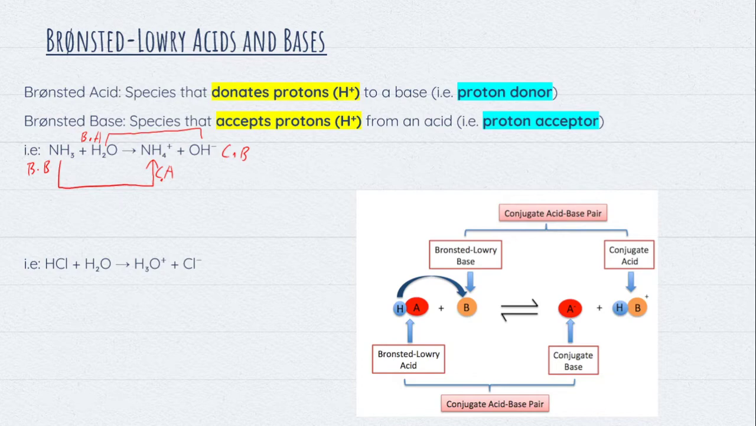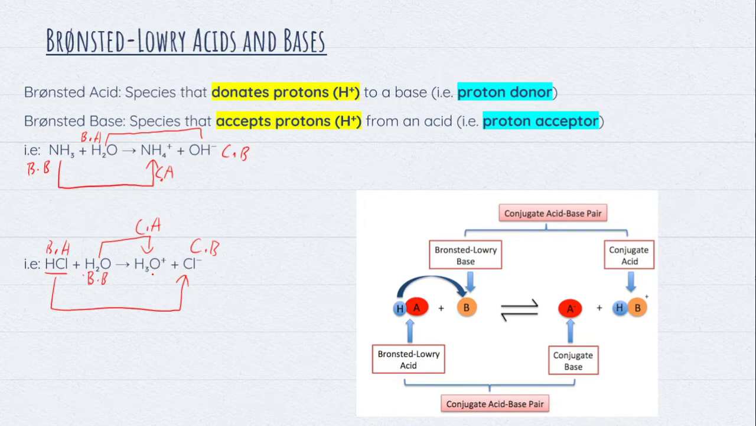Another example, the second one, hydrochloric acid in water. Hydrochloric acid is going to donate the H plus to form its conjugate base, the chloride anion. That makes hydrochloric acid a Bronsted acid, and the chloride ion its conjugate base. On the contrary, we have water accepting this proton, making it a Bronsted base, thereby having the hydronium ion being the conjugate acid of water.